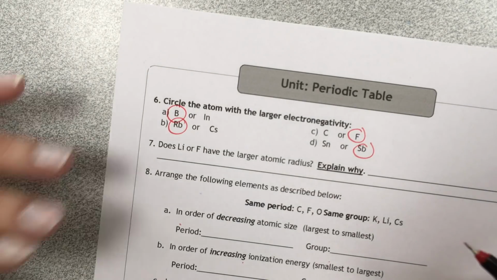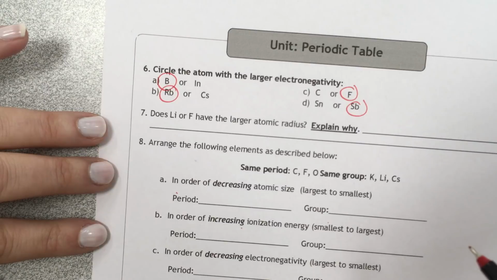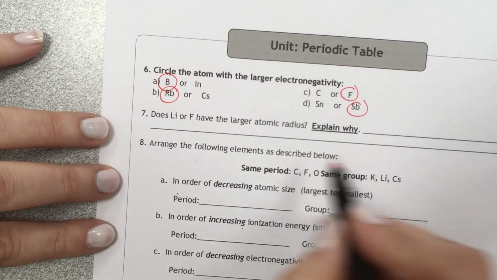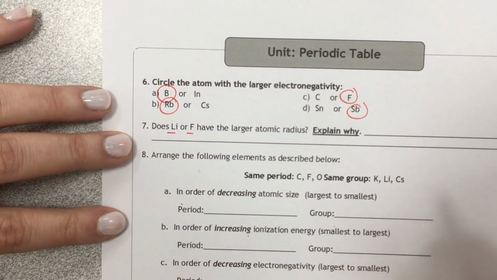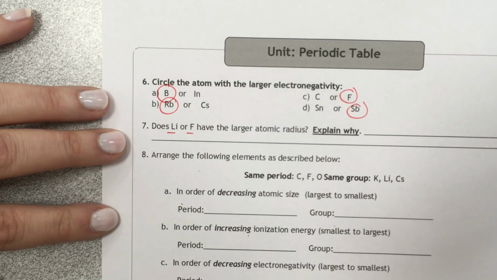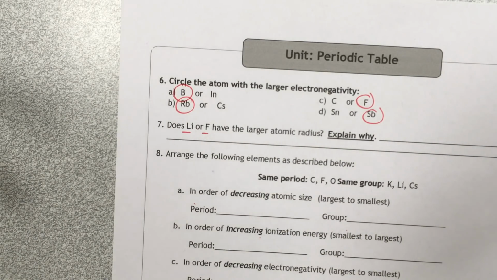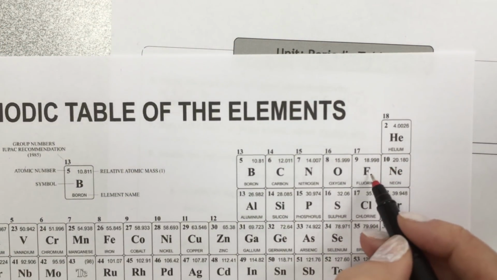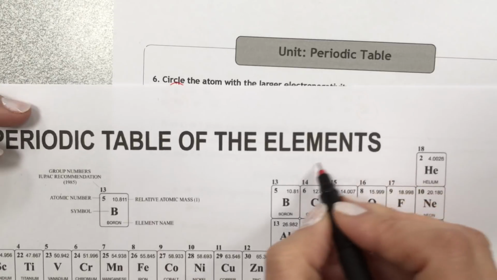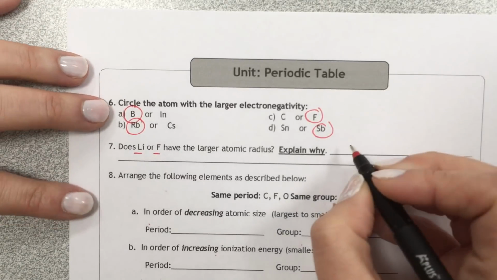Okay, does lithium or fluorine have the larger atomic radius? Explain why. This is exactly like your quiz, except I'm giving you two choices. You choose which one is the larger atomic radius, and then you tell me why, the same way you told me on the quiz. Here's lithium, and fluorine is all the way over here in the same period. Atomic radius gets smaller as you go to the right and bigger as you go down. So lithium is larger.